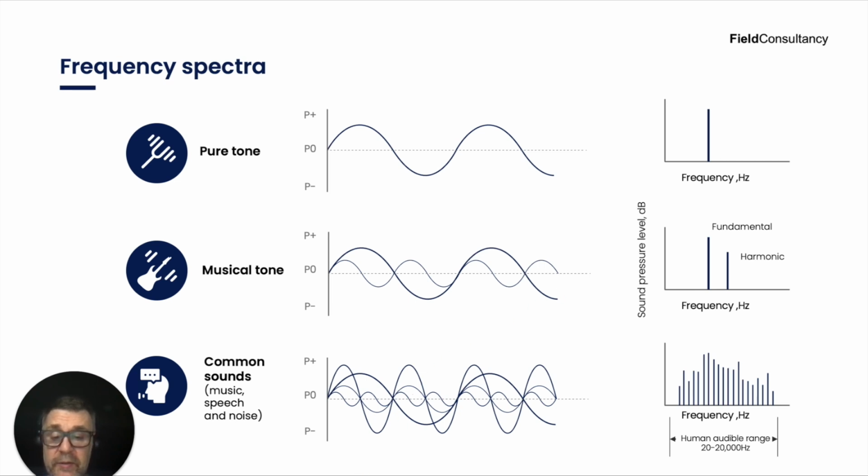Common sounds, which include music, speech, traffic noise, aircraft noise, these include many frequencies of sound of different magnitudes or of different loudness levels. As you can see on the right-hand side there, the sound level versus frequency plot would show many frequencies of sound with different sound levels at each of those frequencies. This is called broadband sound or broadband noise.